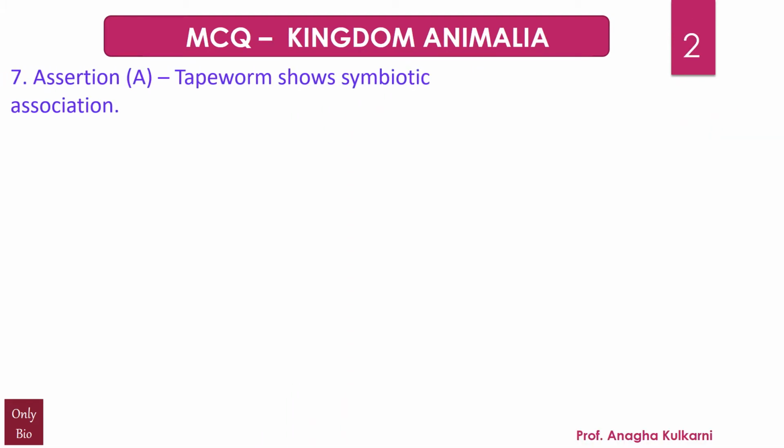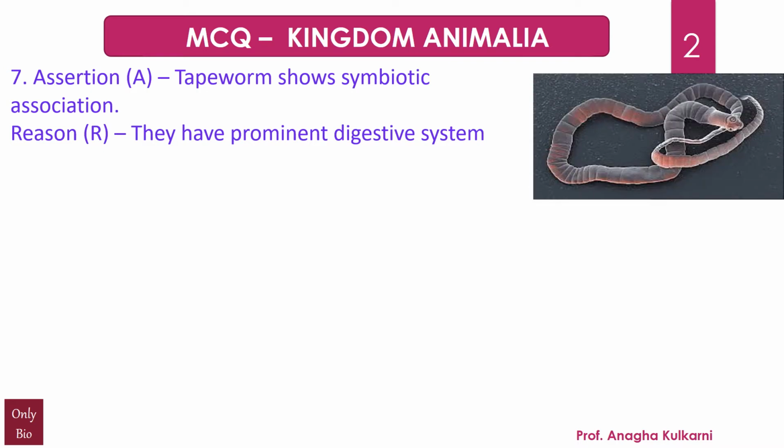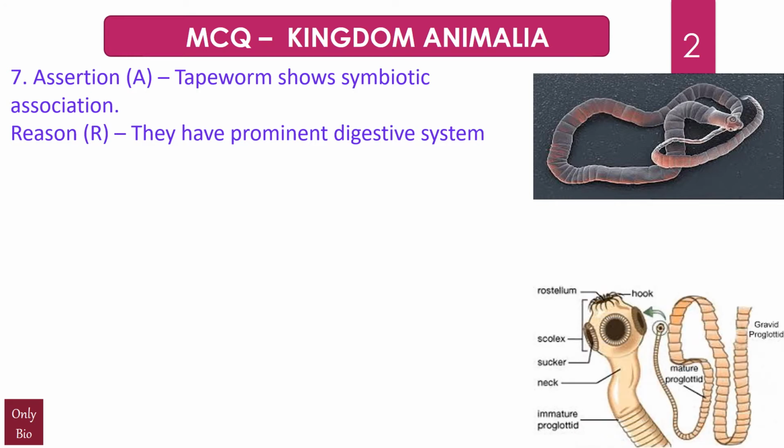Question number 7. Assertion: tapeworm shows symbiotic association. Reason: they have a prominent digestive system. Friends, first you can see on the screen how a tapeworm in reality looks like. This is another diagram for you to understand the structure of the tapeworm in detail. You might have even seen it in your textbooks. Now let's come to the options given here.